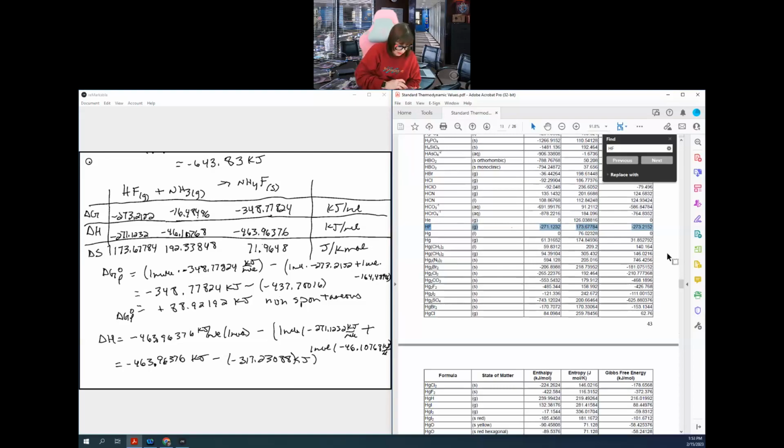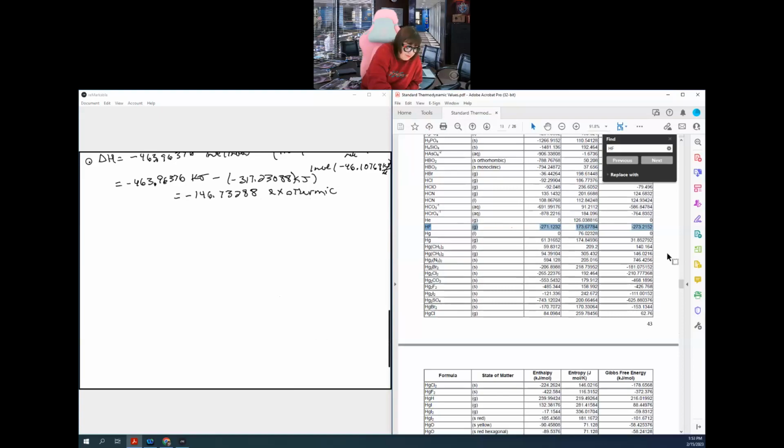So if I take the negative 463.96376 and I subtract the answer that I just calculated, that gives me negative 146.73288. So I can see that this is exothermic. So that is favorable. That's cool because there's no temperature dependence that goes with that. So it's exothermic. So that part is favorable.